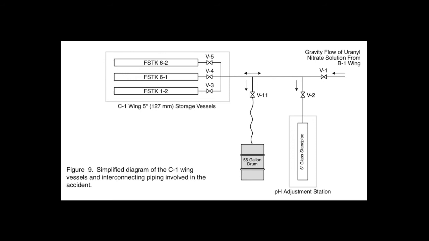The operators continued their work and began leak testing the FSTK 6-1 and 6-2 tanks, after which they opened valves V4, V5, and V11 to drain the water from these tanks into the 55-gallon drum. The flow pattern for these tanks caused all the liquid from tank FSTK 1-2, which they mistakenly thought was empty, to flow into the 55-gallon drum first, followed by the water from the 6-1 and 6-2 tanks.